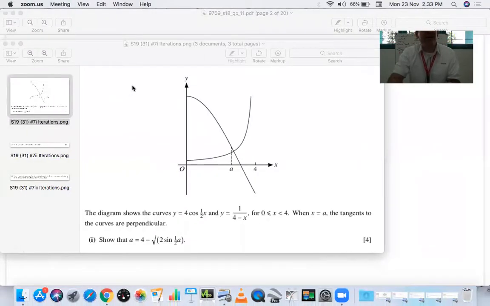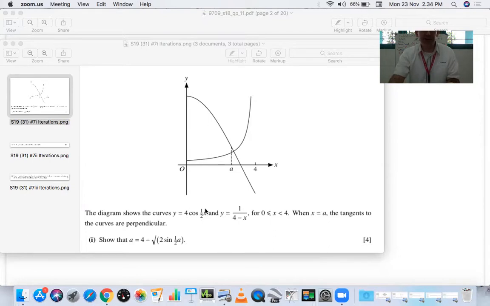Here we have, notice this is summer 19, paper 31, number 7. And here's the first part here. The first part shows this graph, says the diagram shows these two curves, gives you the equation of both curves, and it says that the tangents to the curves are perpendicular. Well, we know that this is from Pure Maths 1, differentiation, the tangent normal.